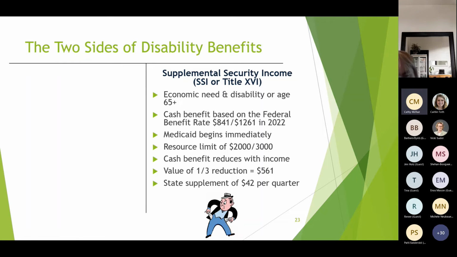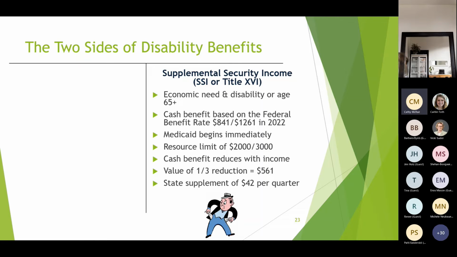They do have an asset or resource limit, which is $2,000 for an individual, $3,000 for a married eligible couple. Resources do not include one home if you live in it. You can own a home, but you have to live in it. One vehicle that is used for your transportation. And then the furnishings of your home, your clothing, things like that. Personal jewelry is acceptable, but if you look like Mr. T and you've got gold chains hanging all over the place, they're going to start counting some of that as assets.